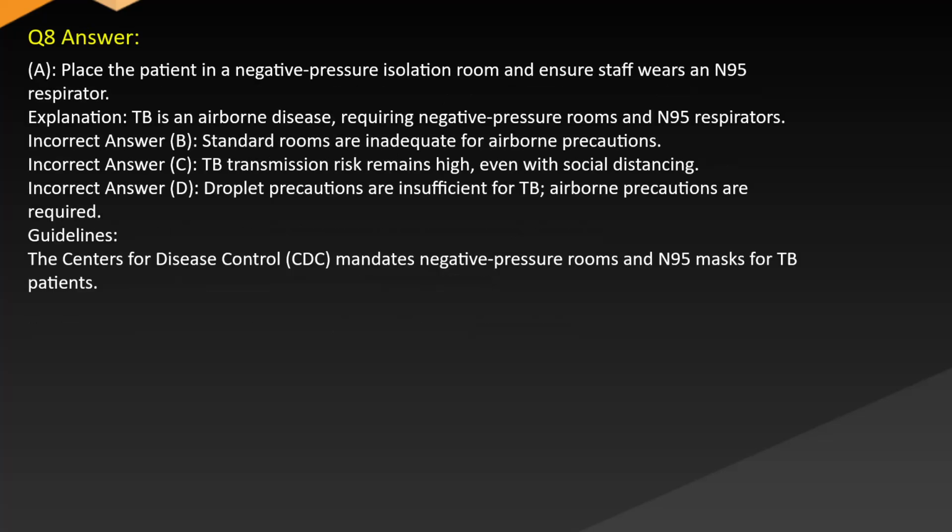Answer A. Place the patient in a negative pressure isolation room and ensure staff wears an N95 respirator. Explanation: TB is an airborne disease requiring negative pressure rooms and N95 respirators. Incorrect answer B. Standard rooms are inadequate for airborne precautions. Incorrect answer C. TB transmission risk remains high even with social distancing. Incorrect answer D. Droplet precautions are insufficient for TB. Airborne precautions are required. Guidelines: the Centers for Disease Control (CDC) mandates negative pressure rooms and N95 masks for TB patients.